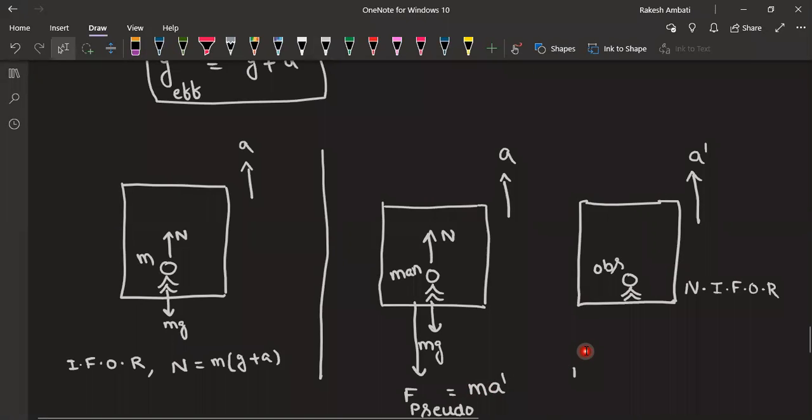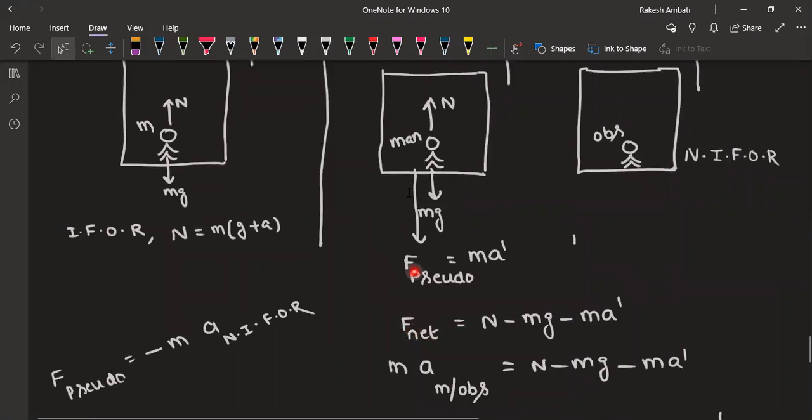Does it mean that m should also be in the non-inertial frame of reference? In this case, we are finding the resultant force acting on the man, so on the man we have to consider the pseudo force. We have written pseudo force equal to minus mass into the acceleration of the non-inertial frame of reference.